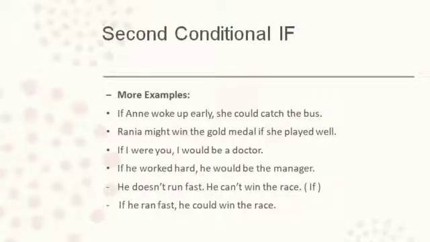So, after we explained what the second conditional if is and its structure, here are some examples about that rule. The first example is, if Anne woke up early, she could catch the bus. That means Anne doesn't wake up early and she doesn't catch the bus. That's why I used the second conditional if, an action that is impossible to happen in the present time.